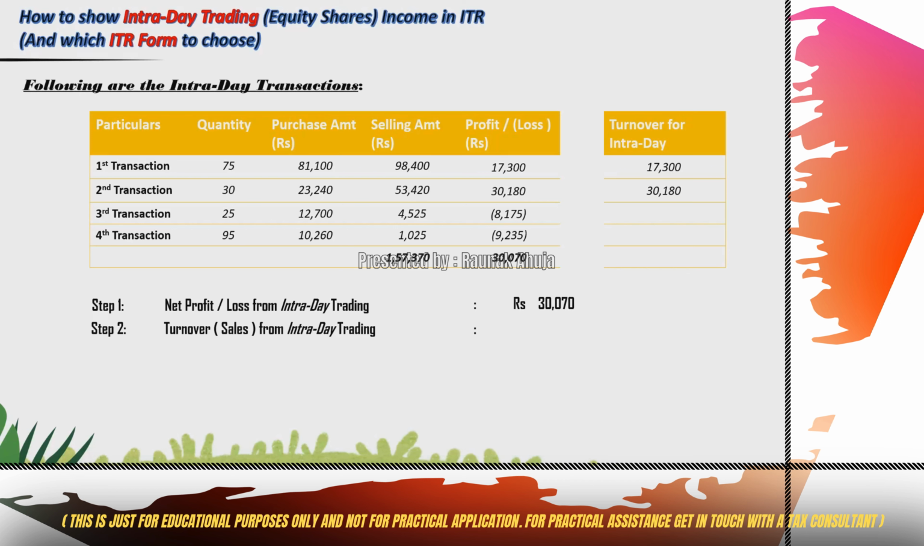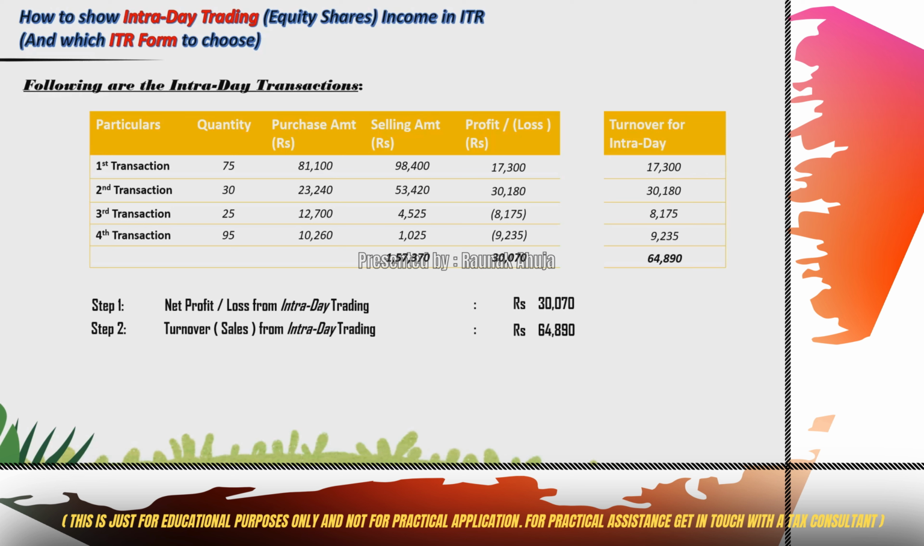Now, in case of transactions in which we incurred losses, the turnover would again be the absolute value, which means for a loss of 8,175 in the third transaction, the turnover for that transaction would be 8,175 only, meaning we'll just be ignoring the negative sign. Again, in the fourth transaction, the turnover would be 9,235. Here again, we ignore the negative sign. And thus, the total turnover from intraday transactions would be 64,890. So, the value of step 2 has also been calculated.